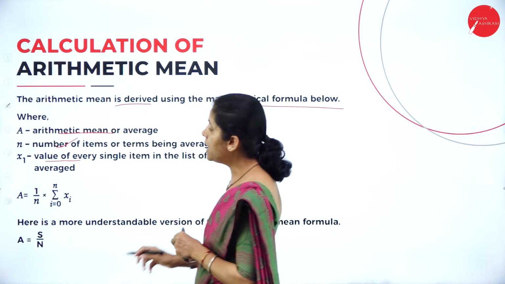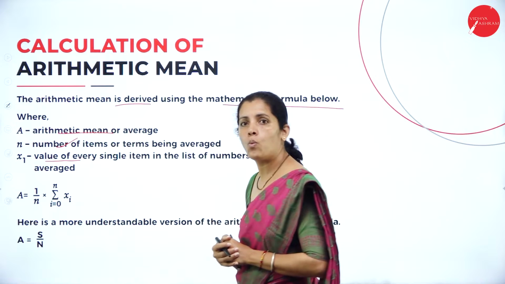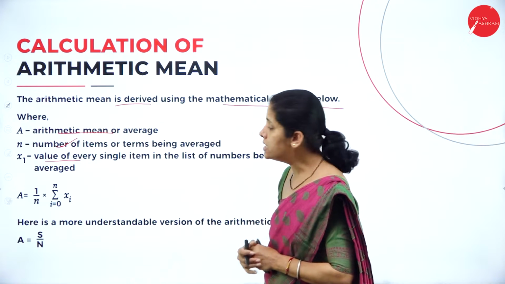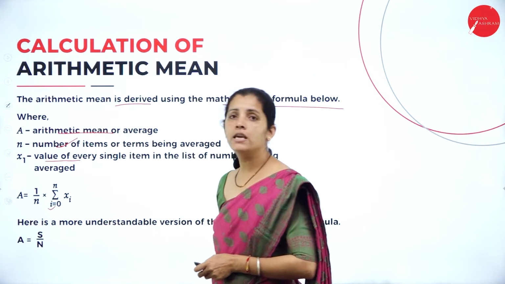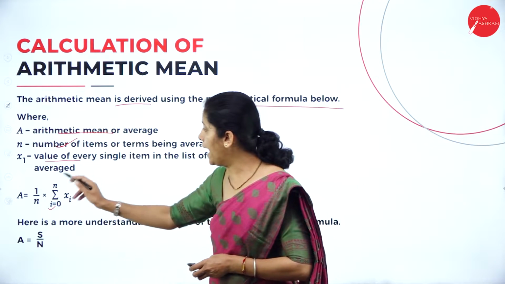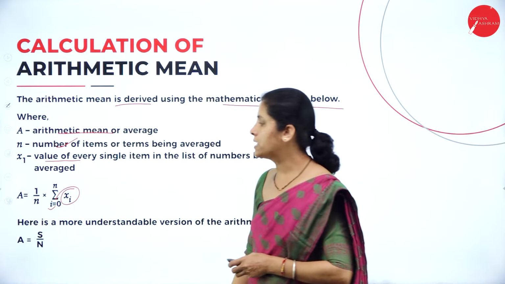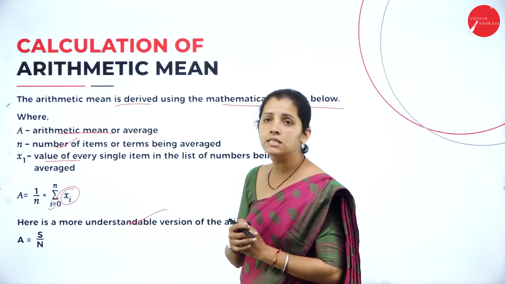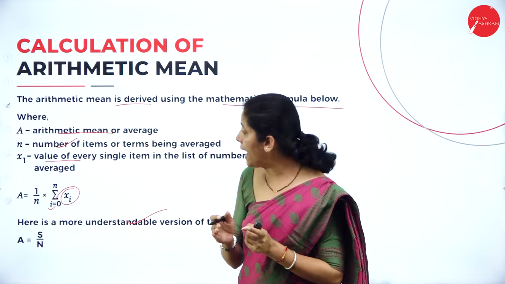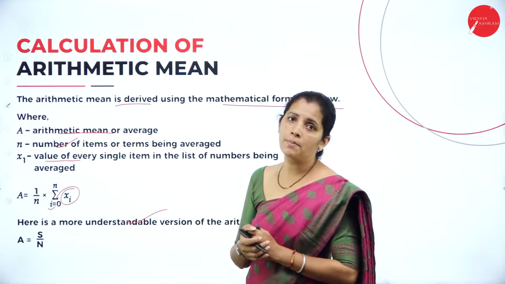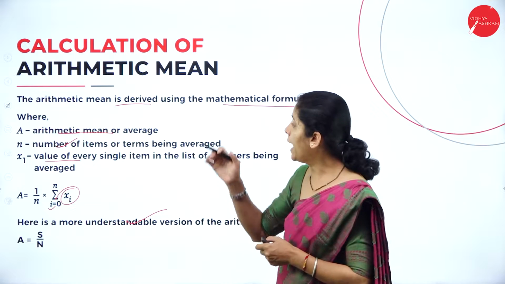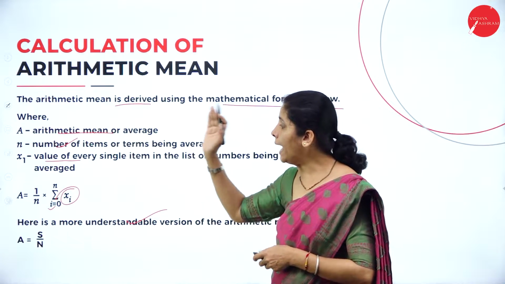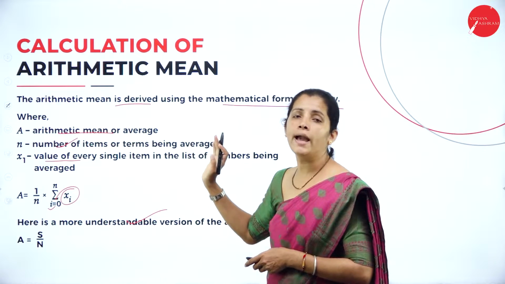Now, what's the formula? A equals 1 by n into the summation, where i ranges from 0 to n, of xi. So dear students, here A is nothing but 1 by n into the summation from i to n, and i ranges from 0 to n, of xi.